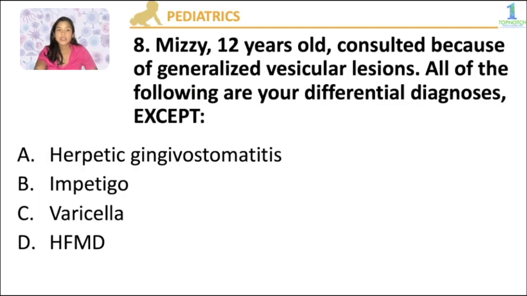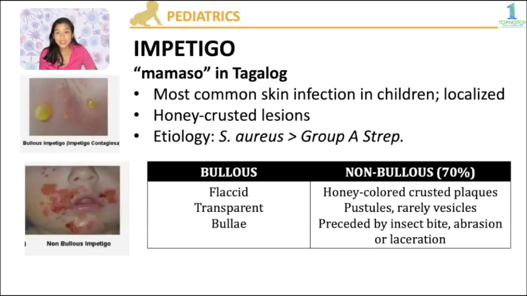Mizzy, 12 years old, consulted because of generalized vesicular lesions. All of the following are your differential diagnoses except herpetic gingivitis, impetigo, varicella, or hand, foot, and mouth disease. So the best answer here would be impetigo, primarily just because of the description of the lesions as vesicular. So definitely in gingivitis or any herpetic lesions, they will always be punched out and vesicular. Varicella, definitely vesicular lesions. Hand, foot, and mouth disease are also commonly vesicular lesions as well. Impetigo can sometimes present as vesicular, but it is usually honey color crusted plaques or pustules.